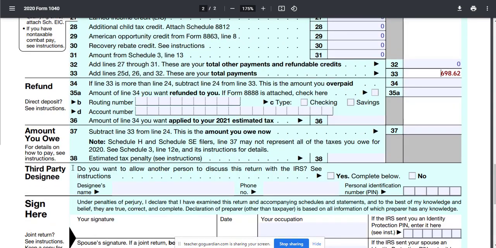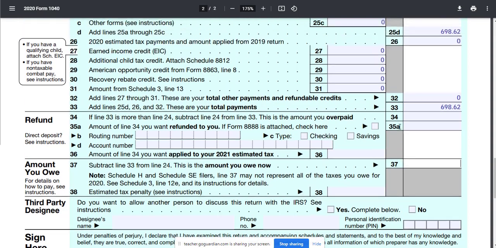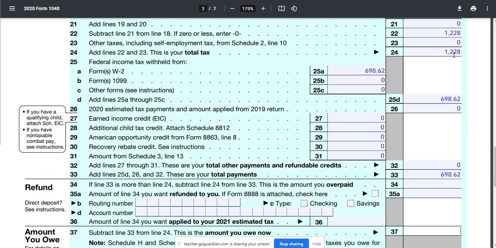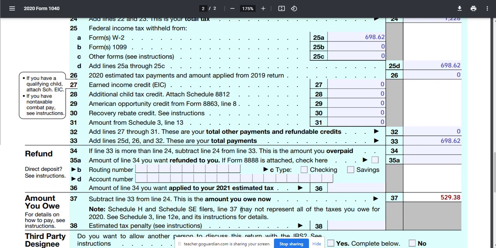So we're going to skip the refund section. And another way to look at this, it tells you straight on it. Is line 33 more than line 24? And for us, it was no. It says this is the amount you overpaid. And if not, you're going down to 37. Line 33. Subtract line 33 from line 24. So we're going to subtract those two. And how much money do we need to send the government? 1228 minus 698.62 is $529.38. So we need to send them that money.